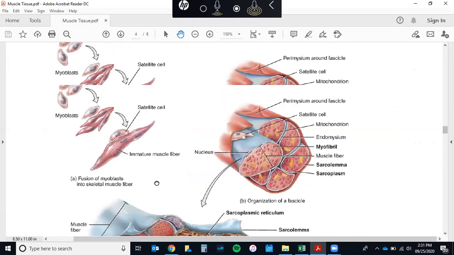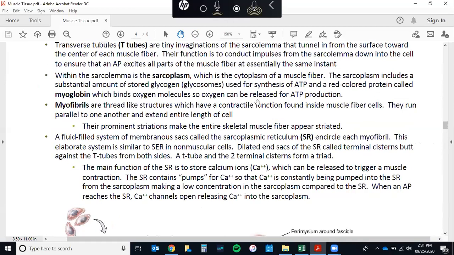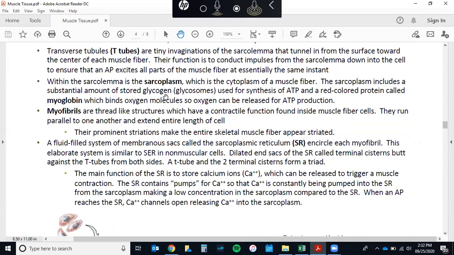Let's talk about the sarcoplasm. The sarcoplasm is just a fancy way to describe our cytoplasm. It includes a substantial amount of stored glycogen, which is our stored form of glucose. We store glycogen in organelles called glycosomes. We then can use that glycogen for the synthesis, or making, of ATP.